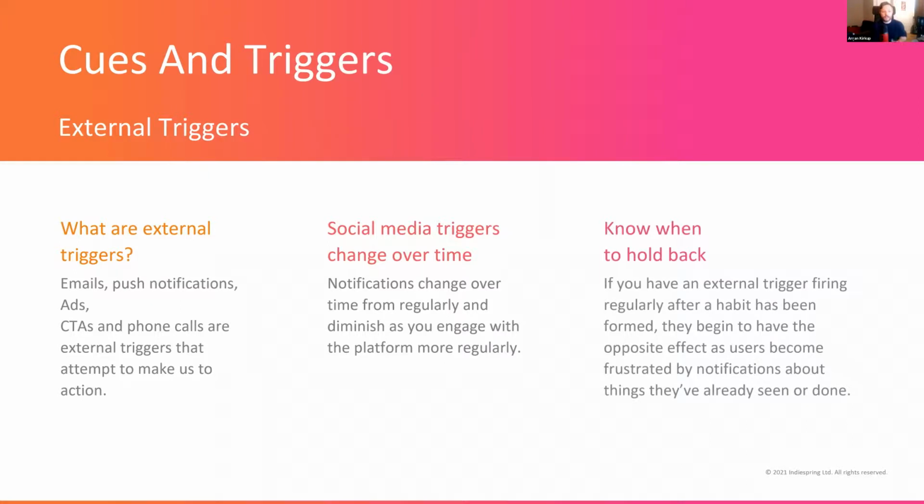And this is because they know that external triggers can become a nuisance and they need to be used carefully. If you have an external trigger firing after a habit has been formed, they begin to have the opposite effect as users become frustrated by notifications about things they've already seen or were planning to do. This demonstrates how critical it is to be aware of how your users are interacting with your applications. So using tools like Firebase or App Center allows you to monitor the level of engagement individuals are taking, and then you can personalize the frequency of notifications they receive depending on their behaviors. Some other types of external triggers that we can use with other digital products are things like emails, ads, or CTAs in partner products, which all encourage our users to return and engage, helping to take that first step to forming a habit.